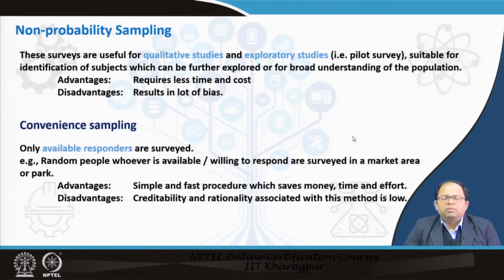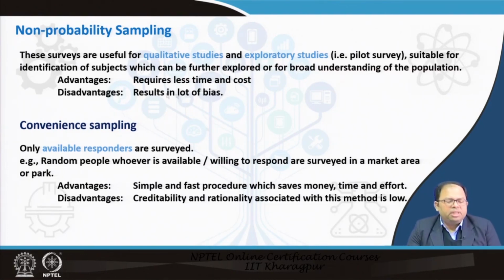Of course, this requires very little time and cost, because we are not determining the total list of population and then randomly selecting from that. We can just go and start our survey at our target location. And the disadvantage is that, because we are not randomly selecting the sample population, it may result in a lot of bias.